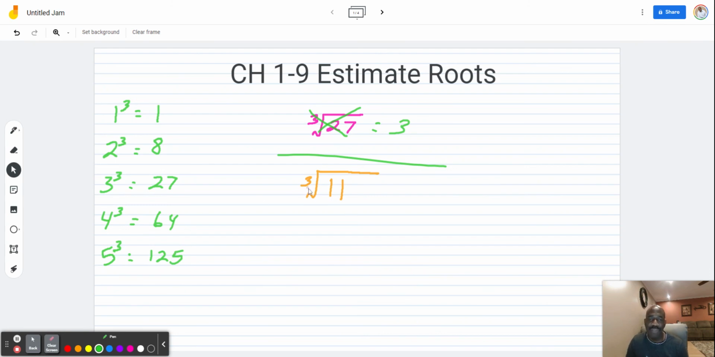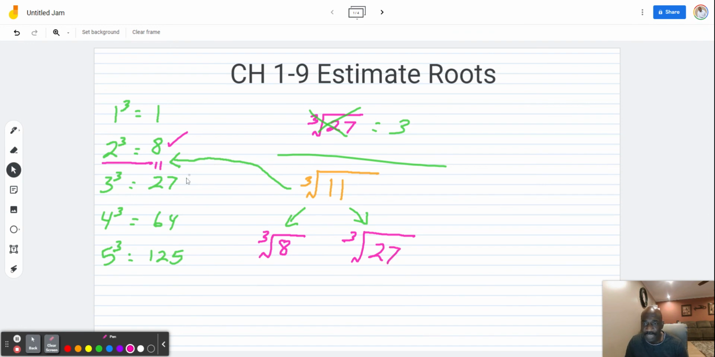All right, so when I have the cube root of 11, I need to find where this falls in here. So that would fall right in between these two numbers. All right. So let's write those in. 11 falls between 8 and 27. Get it? That's what I'm looking for. So for the cube root of 11, I need a perfect cube before it and a perfect cube after it. So if 11 is in between here, then the perfect cube before it is the cube root of 8, which is this one, and the cube root of 27, which is this one.